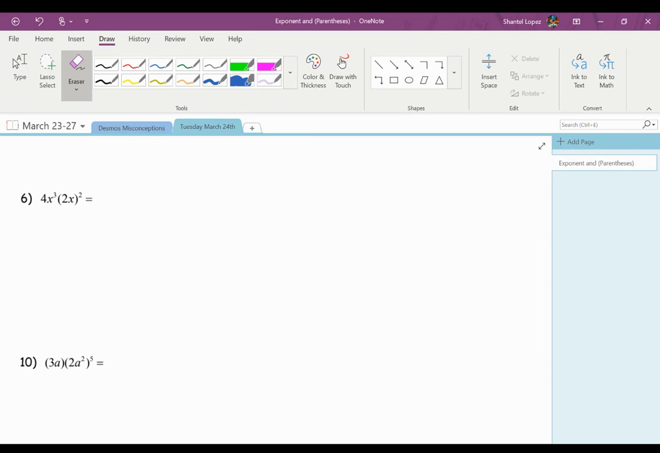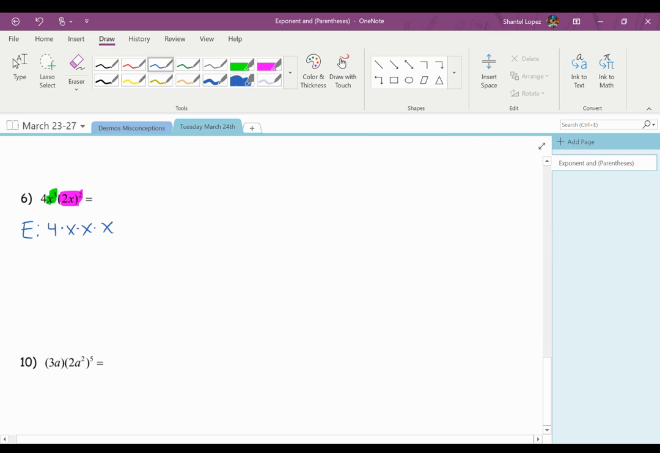Continue with exponents and parentheses, I'm going to do some examples on your homework. So looking at problem number 6, notice where the exponents are at. Here, the first exponent is only attached to the x, while the other exponent is attached to everything inside the parentheses. So when I am to expand, so I'm going to use E for expand, I would get 4 times x times x times x.